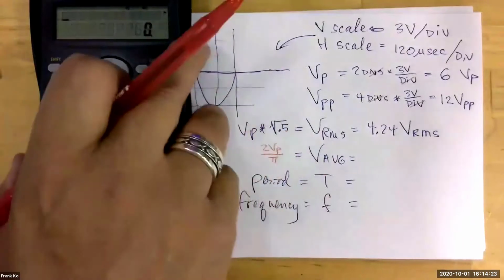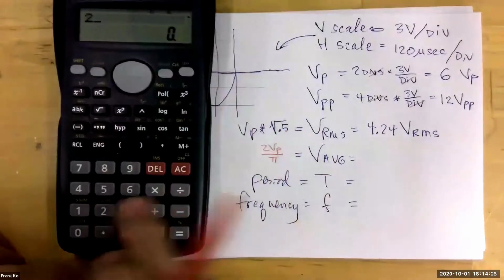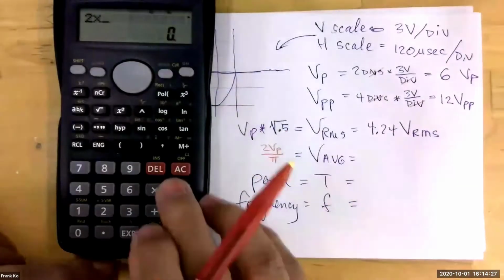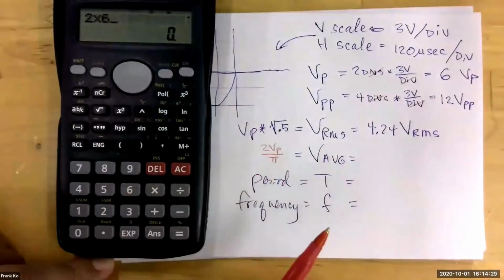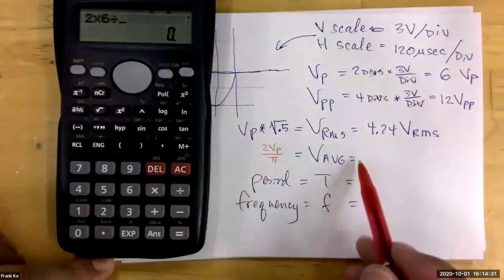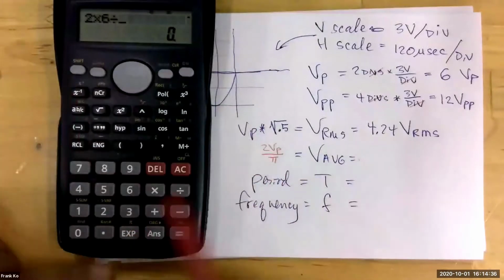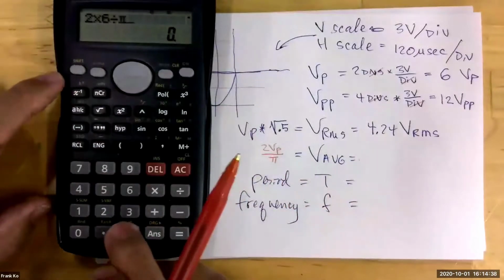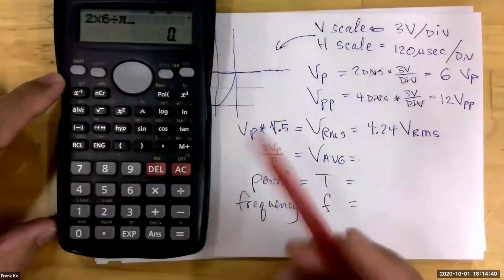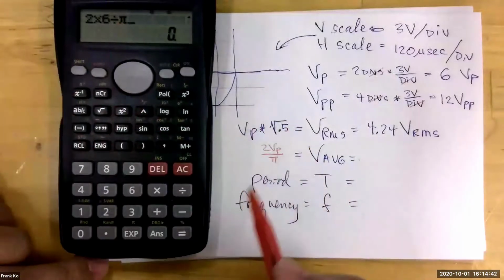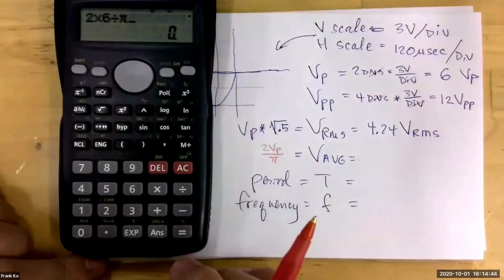And so when we do that, we'll clear the calculator. So 2 times the V peak of 6, and then divide by the pi key, which is a second function, a shift function on your calculators, shift pi, and you can see the pi appears. And so before I hit the equal key, what is it that you calculate, Wei-Ji?